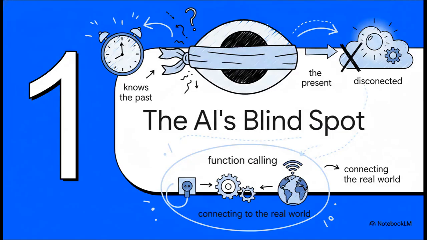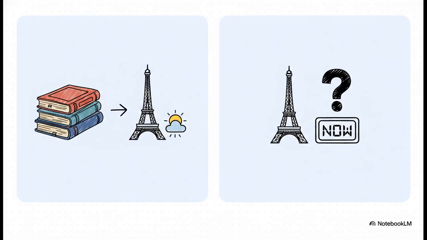So, this limitation creates this fundamental blind spot. The AI is an expert on the past, but it's completely disconnected from the present. Let's break down exactly what that means. Think about it this way. An LLM can tell you with incredible detail the average temperature in Paris in July, based on decades of historical data. But it has absolutely no way of knowing the temperature in Paris today. It knows what was, not what is, and that's the whole problem.